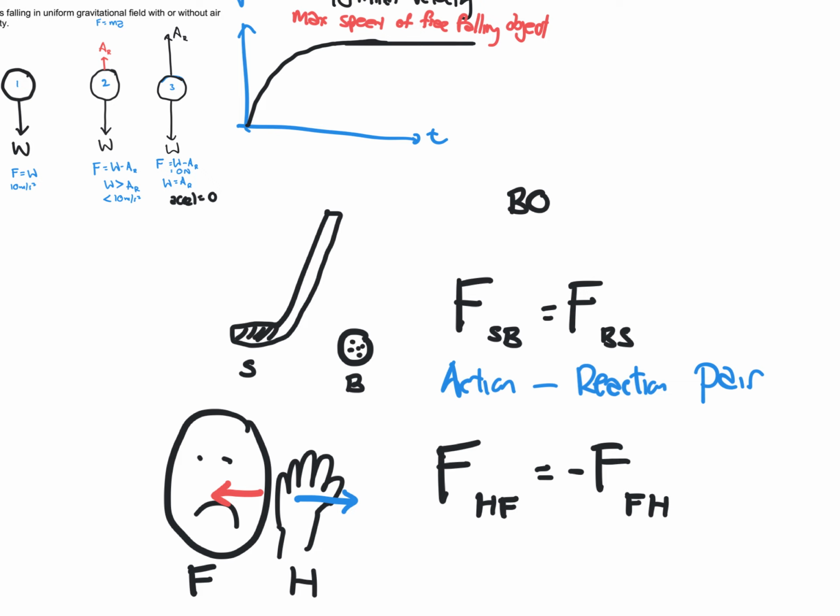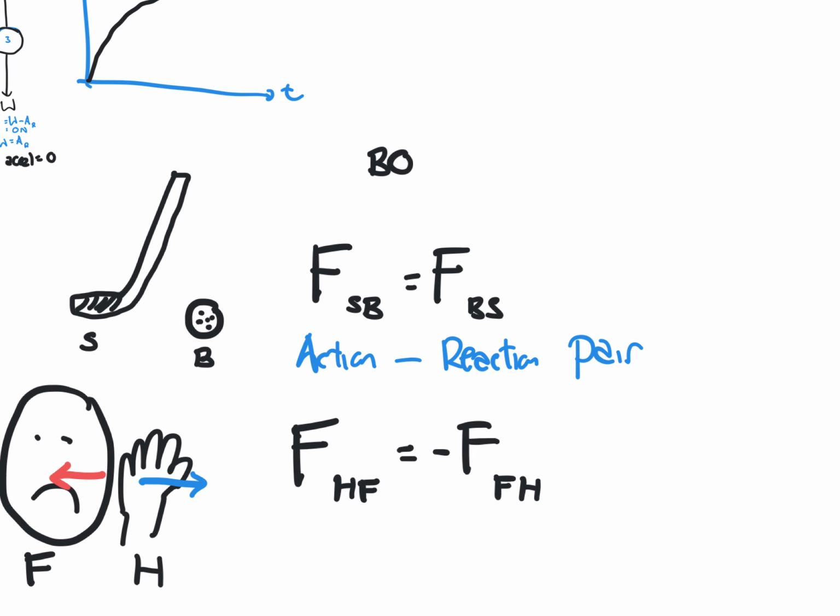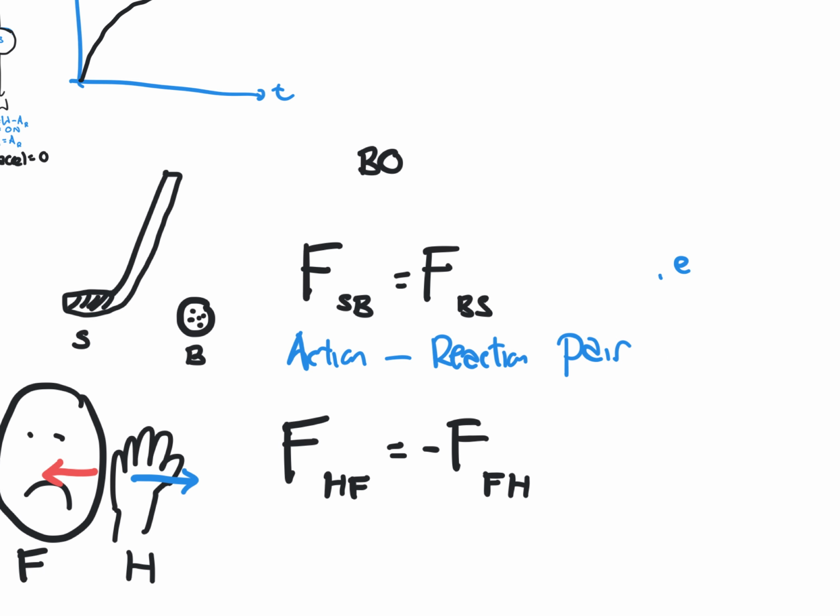Now, how do I identify action-reaction pairs? In an action-reaction pair, the forces will be equal, right? It's not more or less, it's equal. If I hit the face softer, my hand doesn't hurt as much because the face doesn't hit my hand as hard, right? So for this action-reaction pair, I'm going to have equal magnitude. Other than equal magnitude, they're going to be opposite in direction.